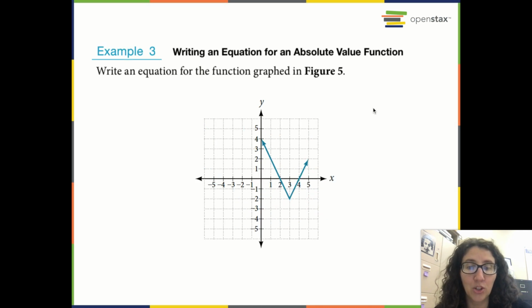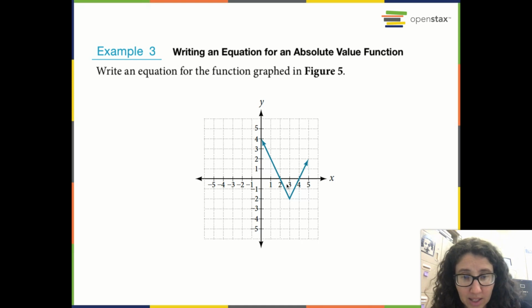Okay, so let's look at this function and try to write an equation for it. Well, it definitely looks like it started as an absolute value function, right? And the vertex has been shifted over 3 and down by 2. So there's going to be a horizontal shift to the right by 3 and a vertical shift down by 2. And it also looks like it's been maybe vertically stretched.